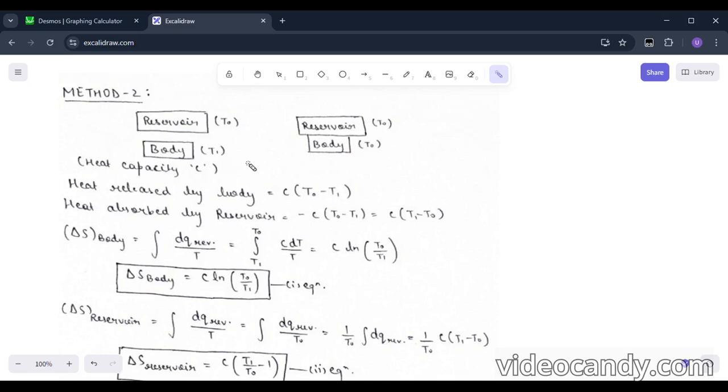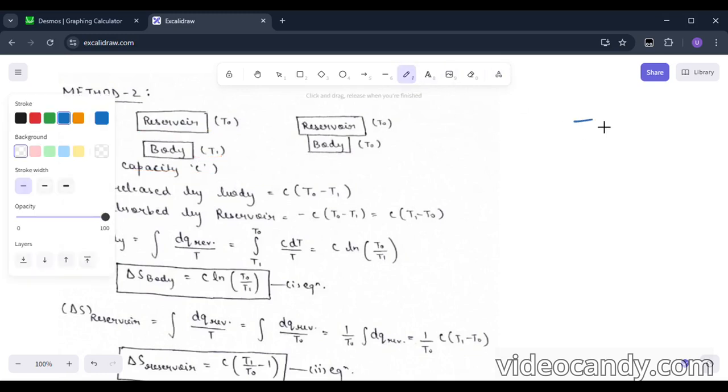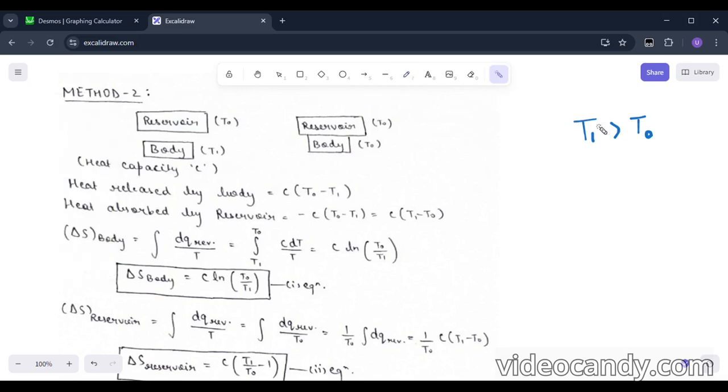So let's get started. So you can see this is a reservoir which is at temperature T0, and we have a body of heat capacity C which is at temperature T1. Now here we are assuming that T1 is greater than T0. Now this will be very useful in the further calculations. Although you can assume anything like T0 greater than T1 or T1 greater than T0, it won't affect the calculation much. But like I'm assuming T1 to be greater than T0.